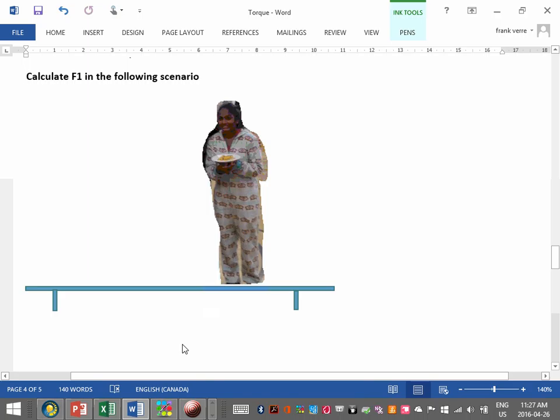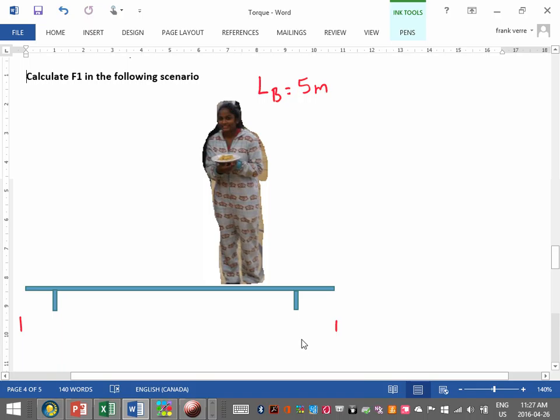Okay, so let me put in some numbers here. Let's say we have a person who's on a bench. The bench is like a beam. Imagine that the length of the beam from this point to this point is, let's say, 5 meters.